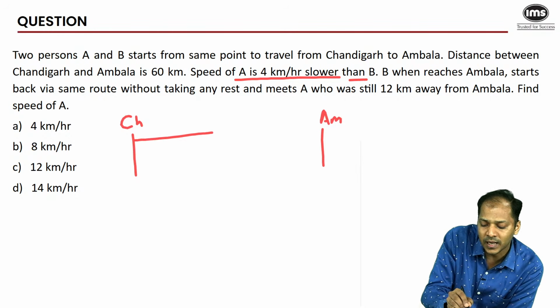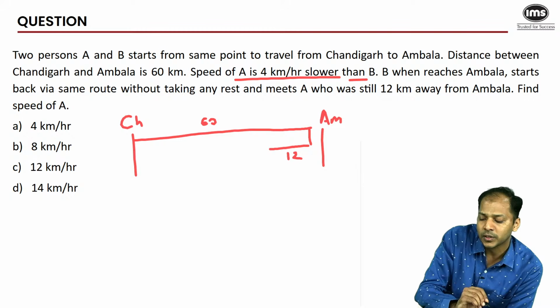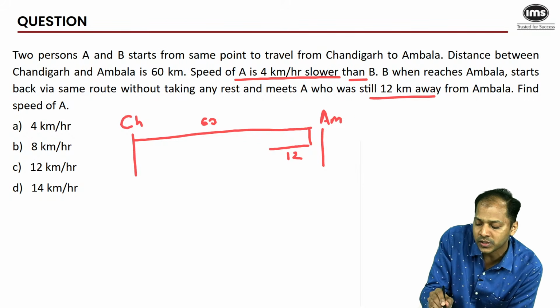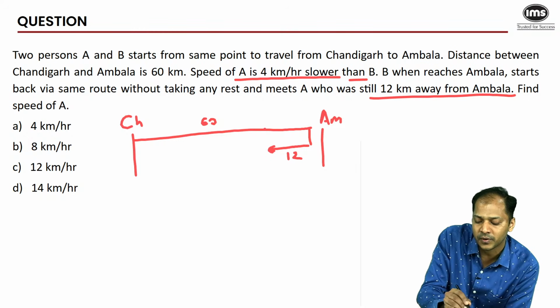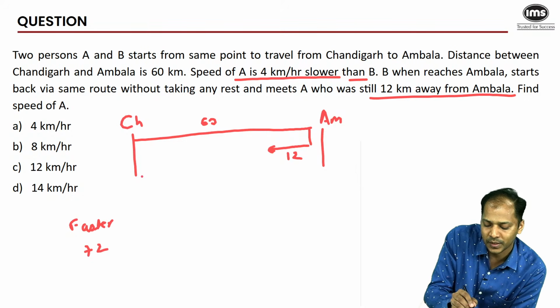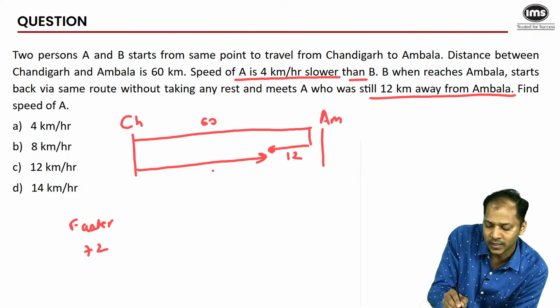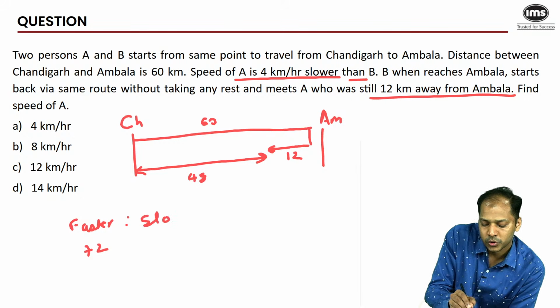How much distance has he covered? B covers the entire 60, turns back and covers another 12 because he met A, who is still 12 kilometers away from Ambala. So the faster person has covered 60 plus 12, that is 72. That means the slower person is still 12 kilometers away. So 60 minus 12, the slower person has only covered 48.